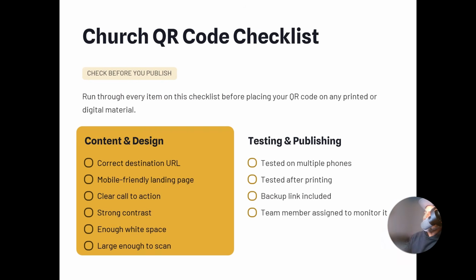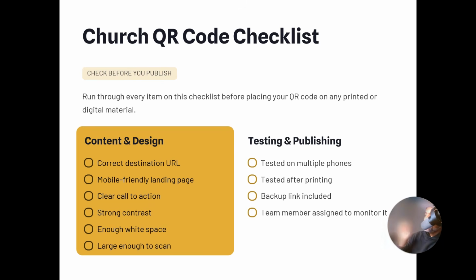Church QR code checklist. Here's what you want to check before you publish. Run through every item on this checklist before placing your QR code in any printed or digital material. Content and design: correct destination URL, mobile-friendly landing page, clear call to action, strong contrast, enough white space for your QR code, large enough to scan. You don't want it to be small where it didn't connect. So try to make it big and make sure it's large enough to scan.